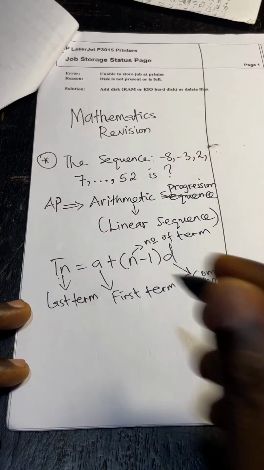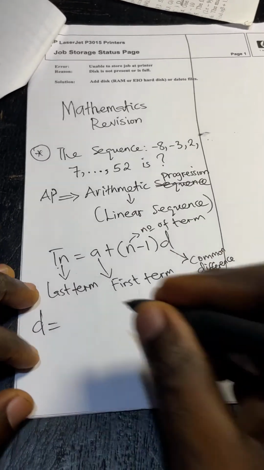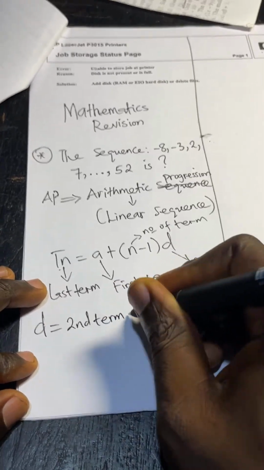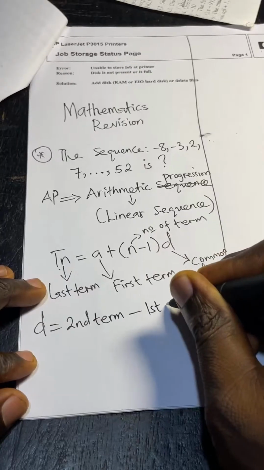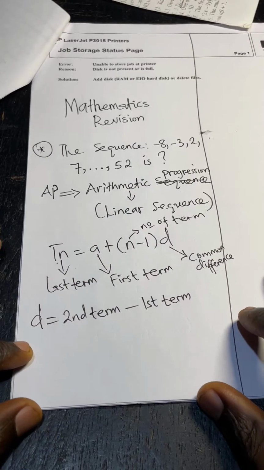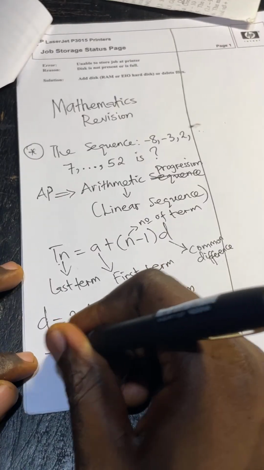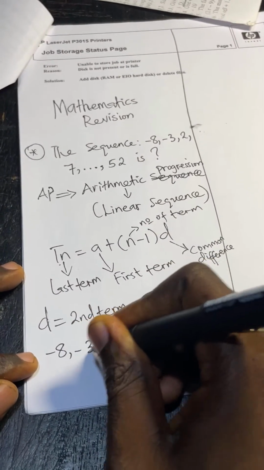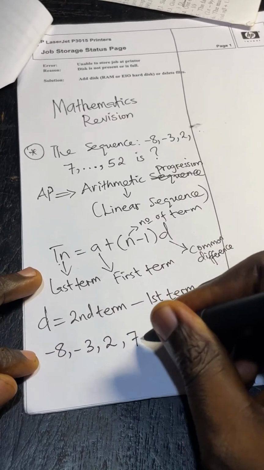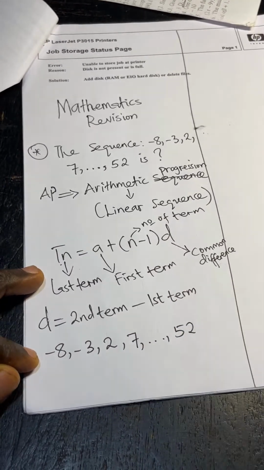So what you need to do if you want to solve: in AP we talk about common difference. How do you find common difference? You find common difference by second term minus first term. That is the formula for common difference. Second term minus first term. And in this sequence, what do you have? You have minus 8, minus 3, 2, 7, dot, and 52, the last term.